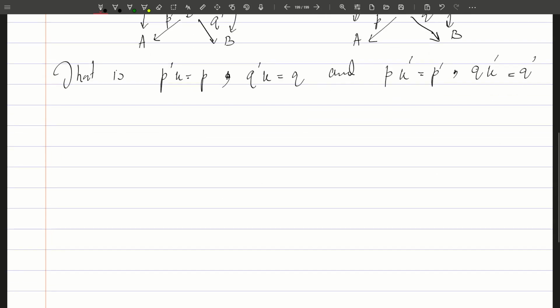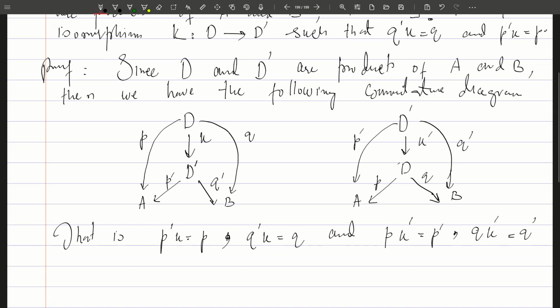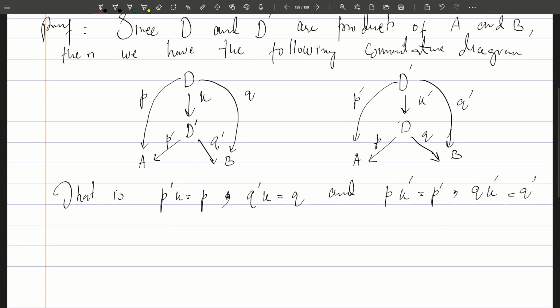So what do we have to prove? We have to prove D and D prime are isomorphic. For that we want to prove K and K prime are both isomorphisms, and K is the inverse of K prime, or K prime is the inverse of K. So we claim that K prime is the inverse of K.